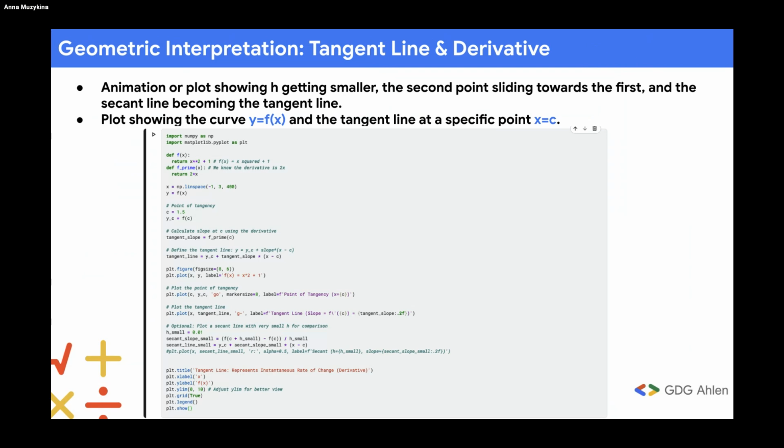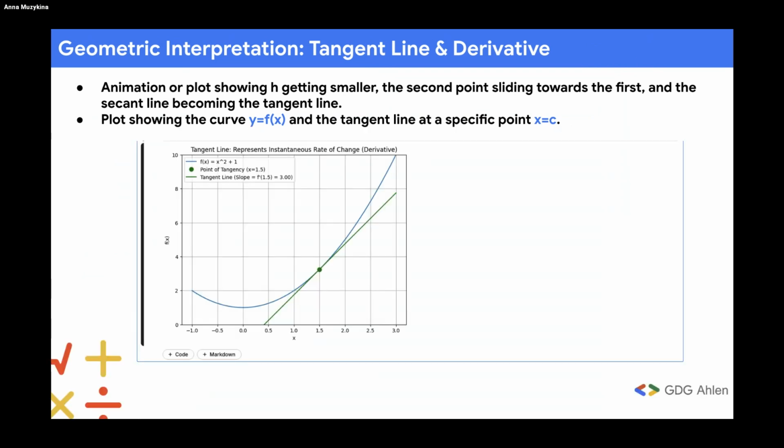And on the next slide, you'll see it will be a green line passing through the point c, f of c. It will be a green dot with that exact slope. So you can see how the green line just touches the blue curve at the green dot. The commented out code shows that a second line with a very small h would be almost identical to this tangent line.